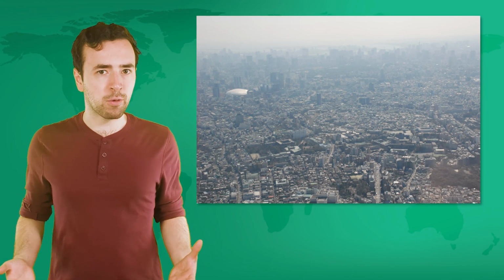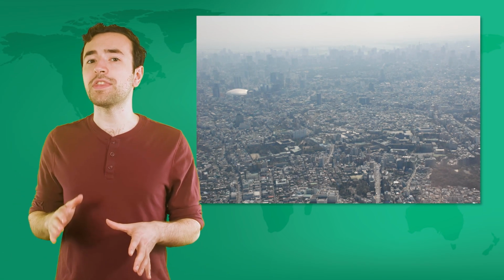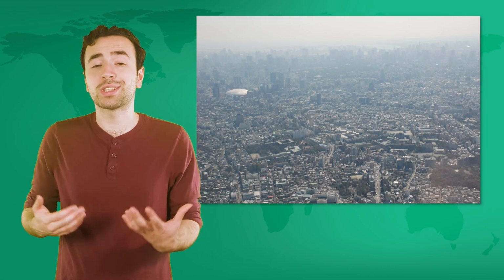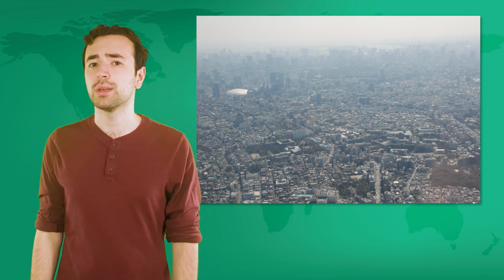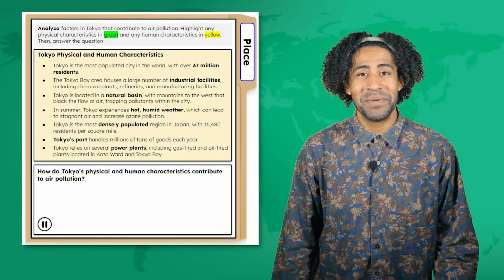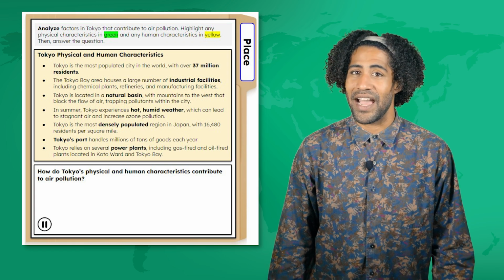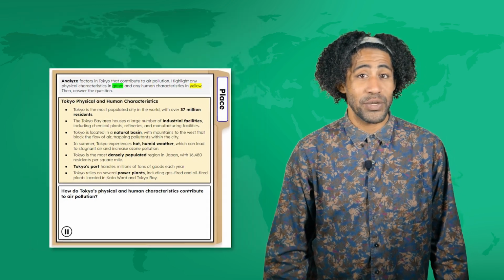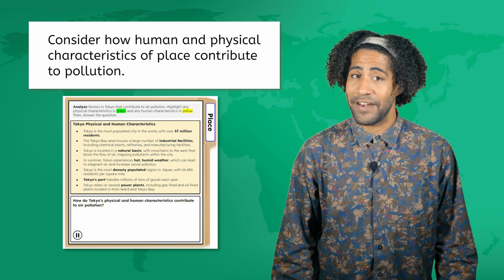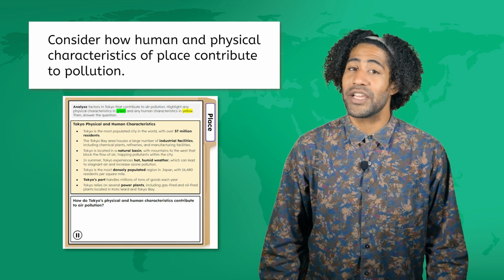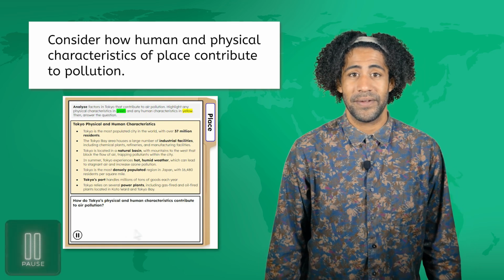As we begin our mission, I think it'd be helpful to start with the theme of place to find out what's causing Tokyo's air pollution. Great idea! I've provided you some information about the city in your lesson guide for you to analyze. As you do, consider how human and physical characteristics of a place contribute to pollution.